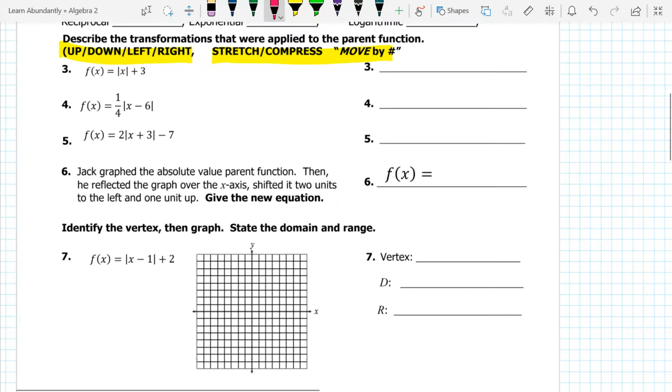This one, the first one's an absolute value function, but it's added 3 on the outside, so that's going to be an up 3. It shifted up 3. The next one has 2 things happening. It's multiplied by 1/4, and then we've subtracted 6 on the inside. I'm going to go order of operations here. So the first thing I'm going to do is I'm going to move right 6. I'm also going to compress by 1/4.